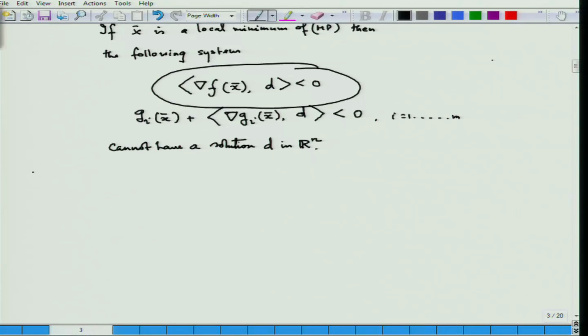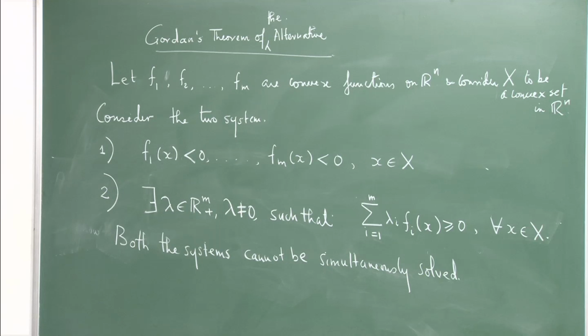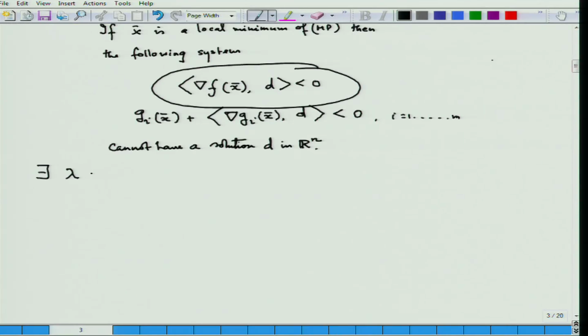So if this system does not have a solution in D, here D is in Rn, so my x, capital X here, is Rn. So there exists a lambda, a vector which should contain, we will put lambda naught for the thing corresponding to this, lambda naught, lambda 1, lambda 2, dot dot dot, lambda m, this is in R m plus 1 and lambda is not a 0 vector.